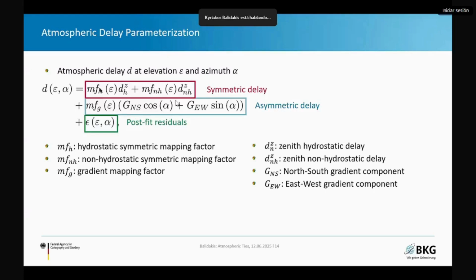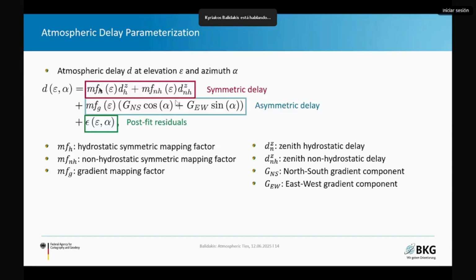When you look at the zenith, the delay should be about 2.3 meters if you're at sea level. And if you look to the horizon, it can be close to 30 meters. So this mapping function is a quick way to describe how the zenith delay increases as a function of elevation angle. This function is the mapping function.